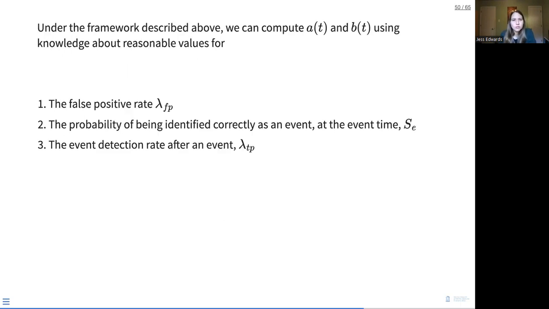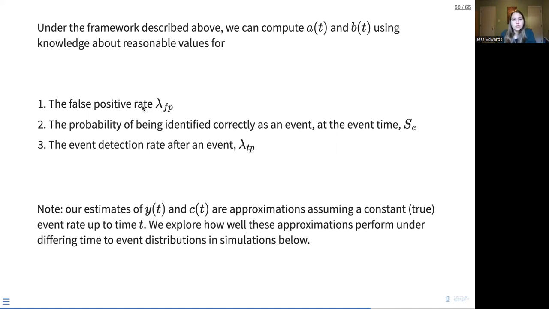But what it comes down to is that we can compute approximate values of A and B using knowledge about reasonable values for just three quantities: the false positive rate, the probability of being identified correctly as an event at the event time, which we'll call sensitivity, and the event detection rate after an event. And so, these Y and C are really approximations, because to evaluate the integral I showed you, we had to make this assumption that there is a constant true event rate up until time t.